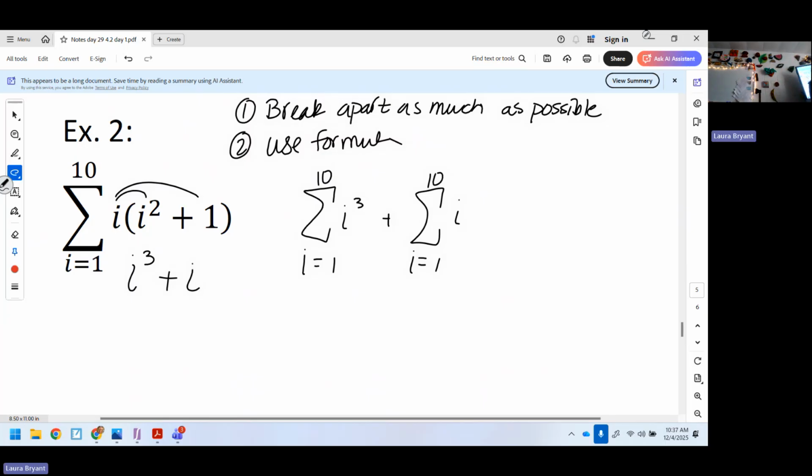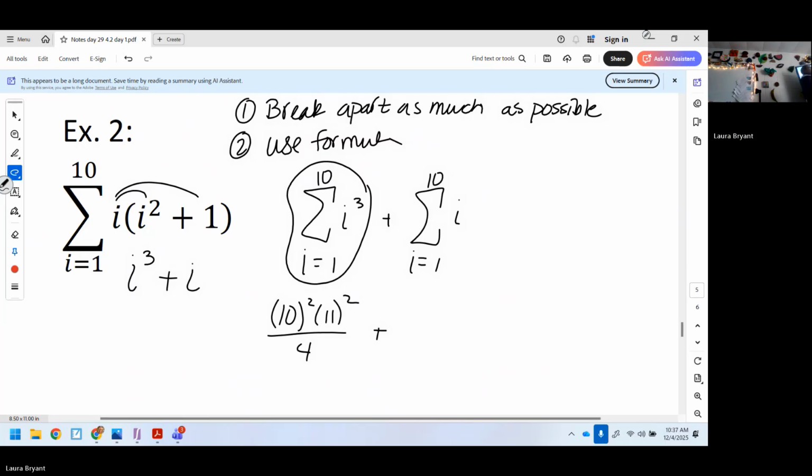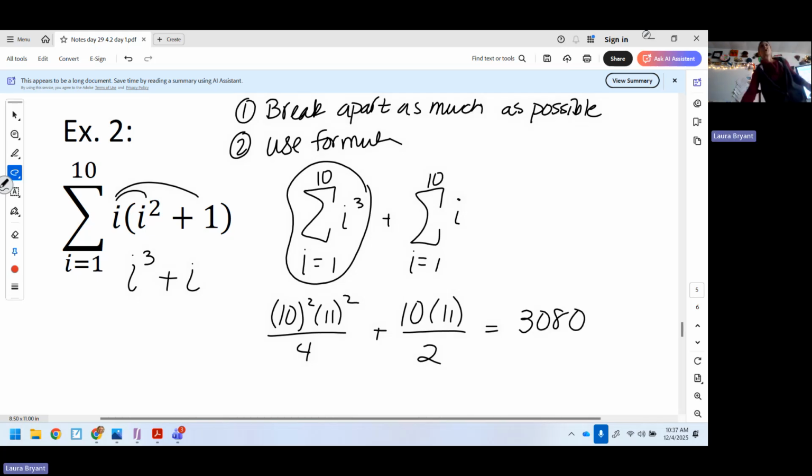And then this one is a formula. So that goes to n squared, n plus 1 squared over 4, where n is 10. So that's 10 squared, 11 squared over 4. And then this one's just I, which goes to n times n plus 1 over 2. So it's 10 times 11 over 2. Bless you. I'm pretty sure it's 3080 because I remember that from before, but someone check me.